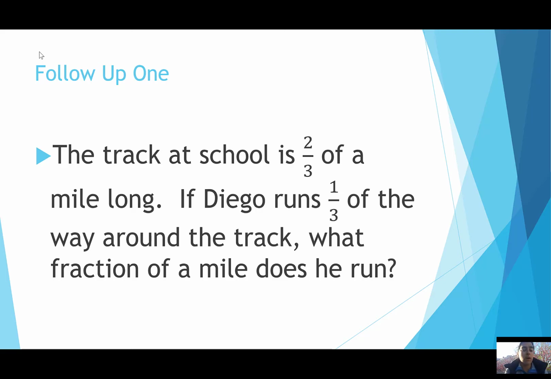I'm going to start by going over the follow-up questions from our review lesson on multiplying fractions. It says the track at a school is 2/3 of a mile long. If Diego runs 1/3 of the way around the track, what fraction of a mile does he run? There's two ways to do this. We see the word "of," which is signaling that this question is part of a total. He's only running part, 1/3, of the way around the track.